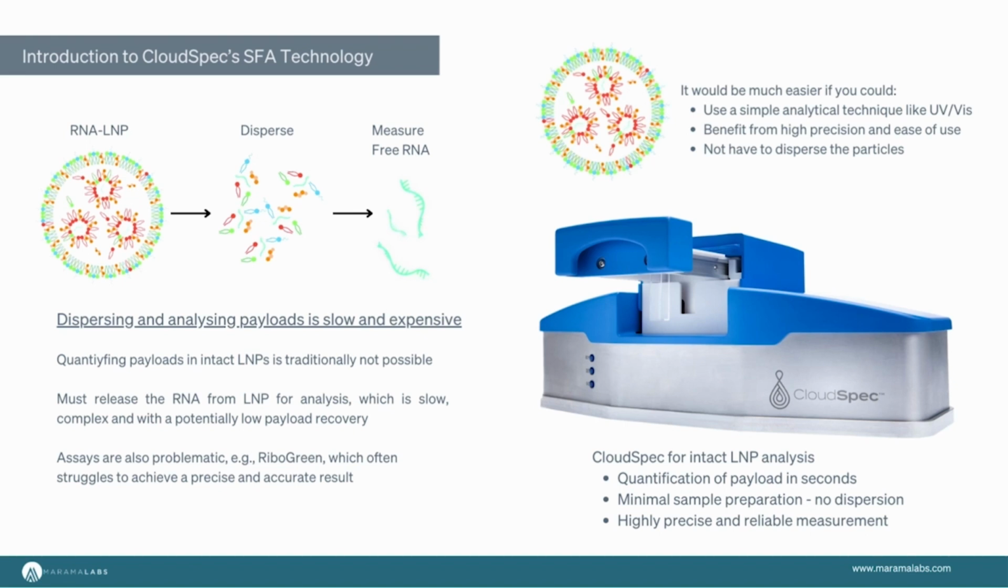It would be much easier if you could just use a regular UV-Vis-like approach, where in a buffer, for example, you can measure the concentration of your payload really easily, really simply, and get an answer for your concentration that way. What CloudSpec brings to the table is the ability to measure payloads in that kind of simple, easy to use UV-Vis way, as if the particles were not scattering light, which is the thing that gets in the way of your accurate measurement. And that's what CloudSpec does.